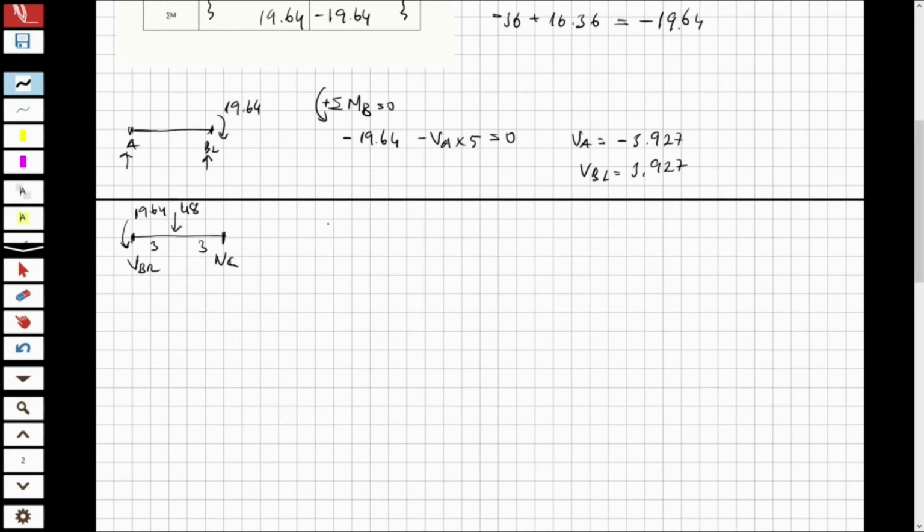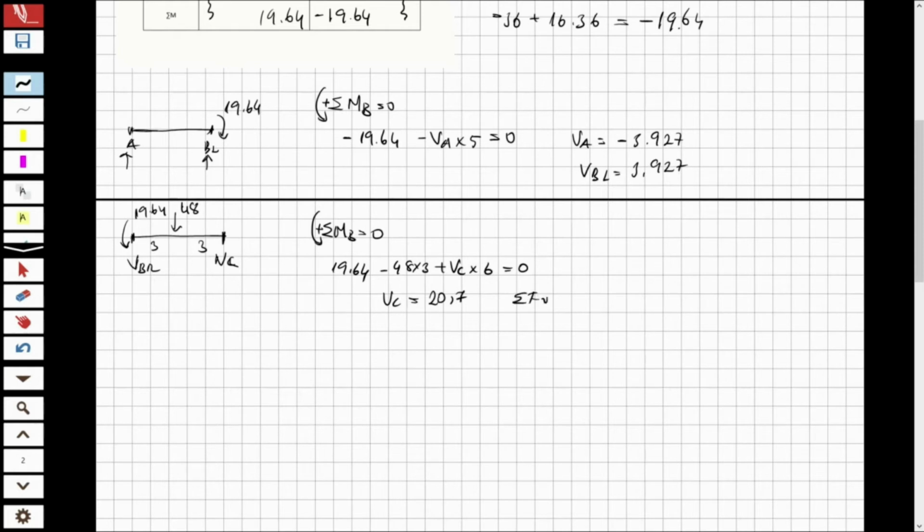And I'm going to also again write the total moment at B is equal to 0, and this direction is positive. So 19.64 minus 48 times 3 plus VC times 6 is equal to 0, and VC is 20.7.